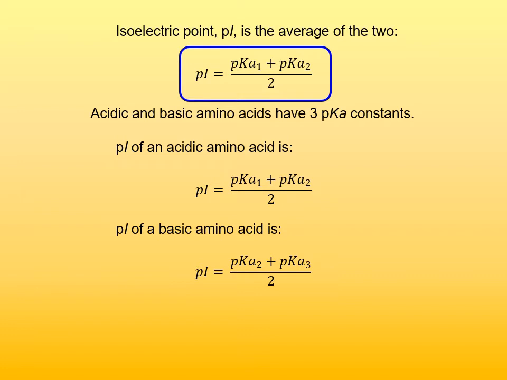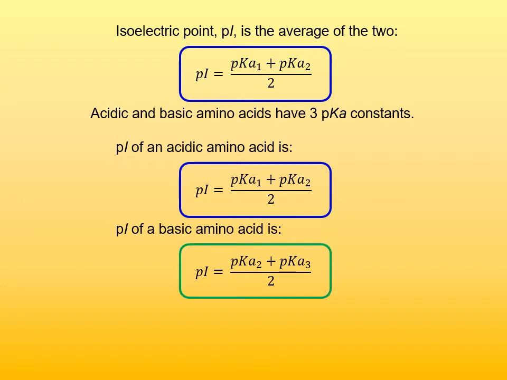Besides ordinary amino acids that are classified, as you will see in a minute, as hydrophobic and hydrophilic, there are acidic and basic amino acids, which have acidic or basic group in a side chain. Such amino acids and some other amino acids actually have 3 pKa constants. In case of an acidic amino acid, pI is the same as that of ordinary amino acid, which means pKa1 plus pKa2 divided by 2. On the other hand, for basic amino acid, pI is pKa2 plus pKa3 divided by 2. So average of the other two, pKa2 and pKa3 values.